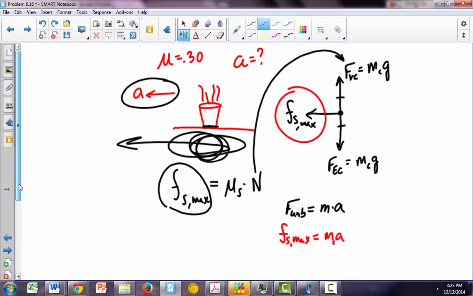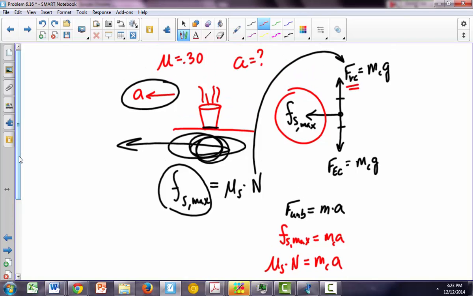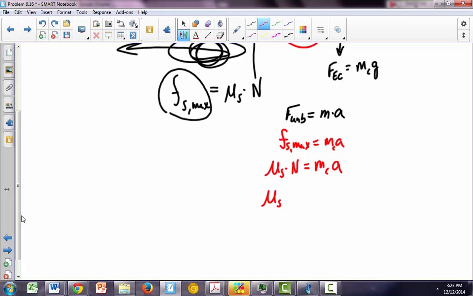Now I have an expression for the Fs max. It is mu(s) times the normal force, mca. The normal force in this case is the force of the roof on the car. That's equal to mcg. So I'm going to substitute in for the normal force, mc times g equals mc times a.